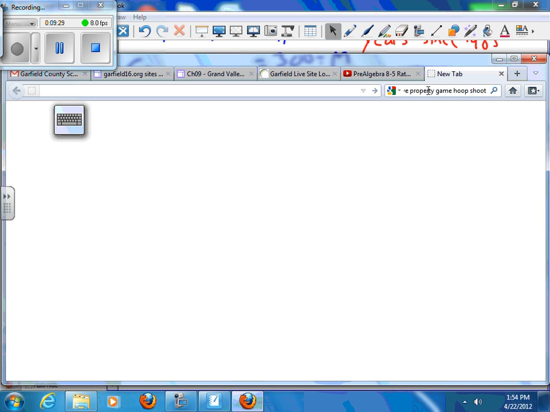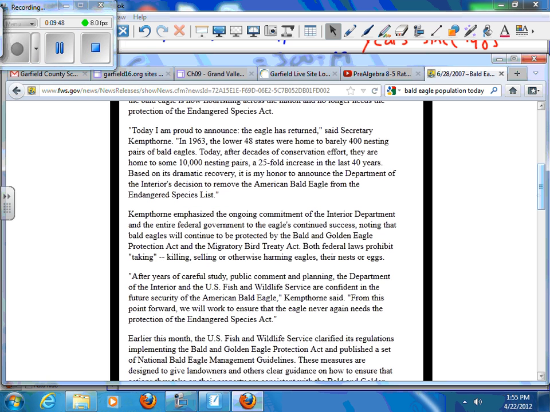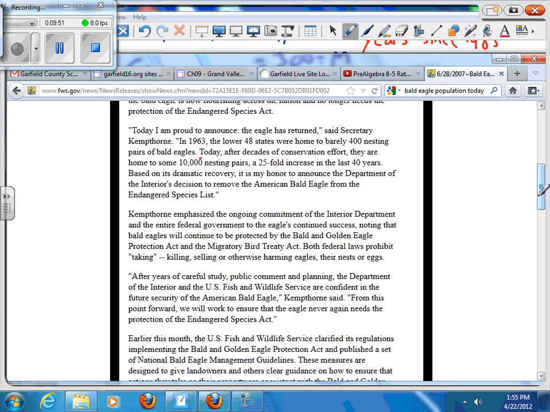Let's do a quick search. Okay, so I did a quick search and I came out with this website, the U.S. Fish and Wildlife Service. It seems to be a reputable site, I would think, for knowing this kind of information. Notice that this article is June 2007, so we'll have to look up the data in 2007. And in 2007, it's saying that today, after decades of conservation effort, they are home to some 10,000 nesting pairs. So we're looking at the year 2007 and having 10,000.